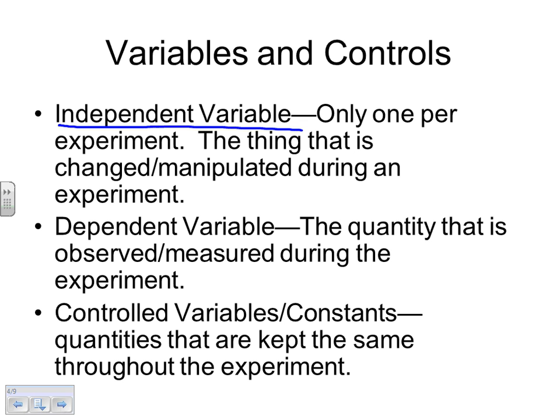The pH. That's the thing they're changing. It's the thing they're testing. It's the thing they're manipulating. And then what did we say they were trying to measure? How fast that enzyme worked, the rate of the enzyme, the speed of the enzyme. That's the dependent variable.